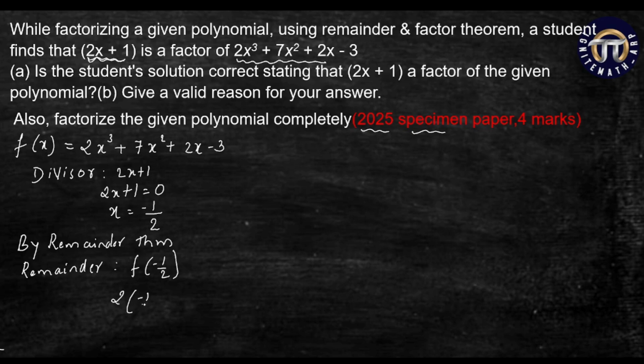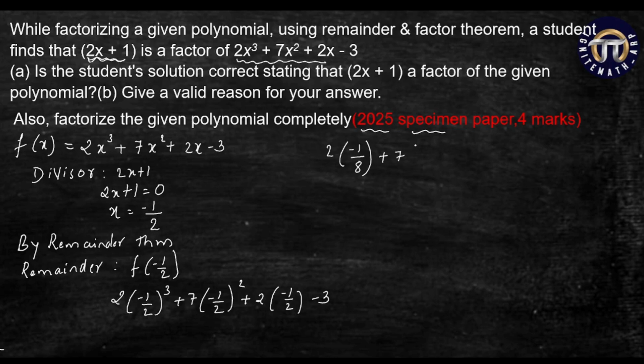2 into minus 1 by 2 whole cube plus 7 into minus 1 by 2 the whole square plus 2 into minus 1 by 2 minus 3. I'm just substituting wherever x is there, I'm substituting that by minus 1 by 2. So what I get over here is 2 into minus 1 by 8, plus 7 into 1 by 4, because minus into minus is plus.